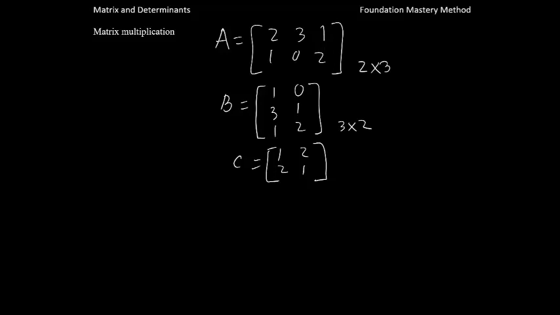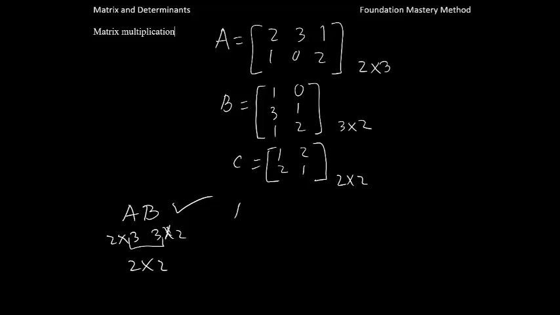Matrix multiplication. Suppose I have a matrix A of order 2 by 3, B is a matrix of order 3 by 2, and C is a matrix of order 2 by 2. Now I want to see if it is possible to find AB. The order of A is 2 by 3 and the order of B is 3 by 2. So you can see that this one has a matching here. So AB is possible, and the order of AB will be 2 by 2.